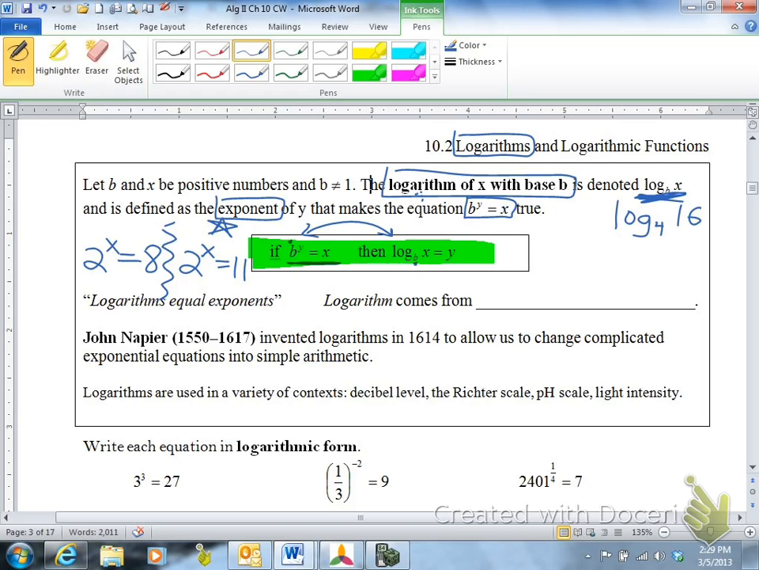So, two things. Logarithms equal exponents. So if I ask you what is a logarithm, what does this logarithm equal? It equals y, which is an exponent. Logarithms are exponents. The word logarithm comes from two words. Maybe it'll help you to spell it correctly if you can spell the other two words. Logarithm comes from two words, logical.